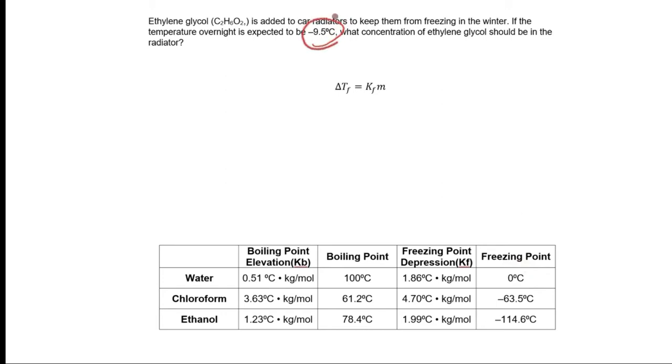So if we're going down to negative 9.5, our freezing point has changed by 9.5 degrees. So plugging in, our change in freezing point is 9.5 degrees. Notice it is a positive number. It's simply the change, how many degrees it has changed. Here is our freezing point depression. Again, I got this off of the table, and we just need to calculate our concentration.